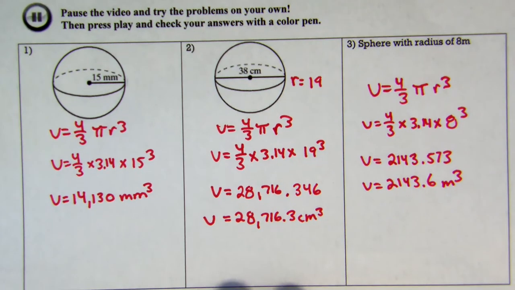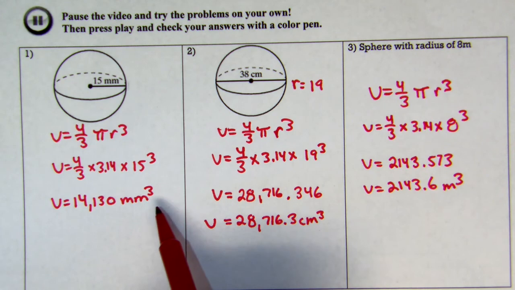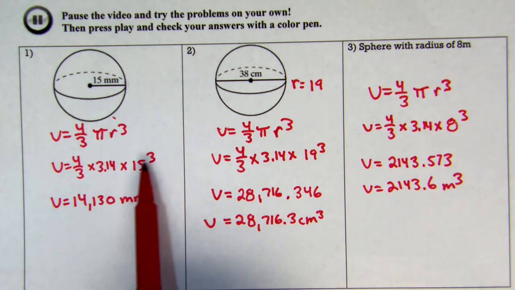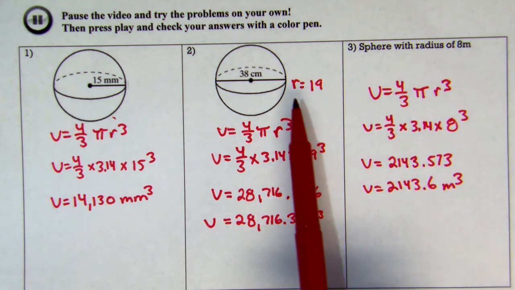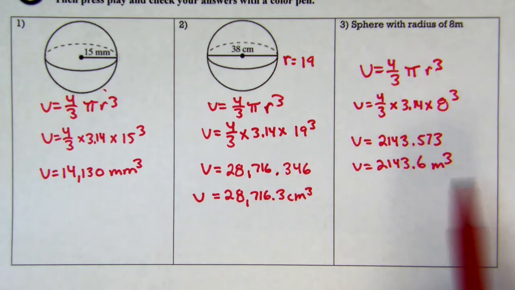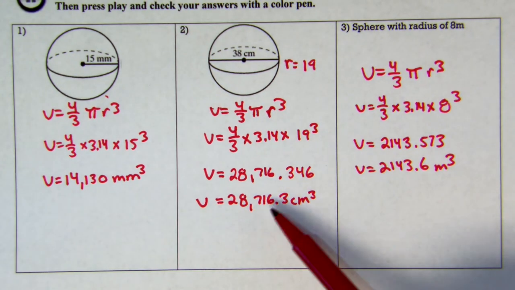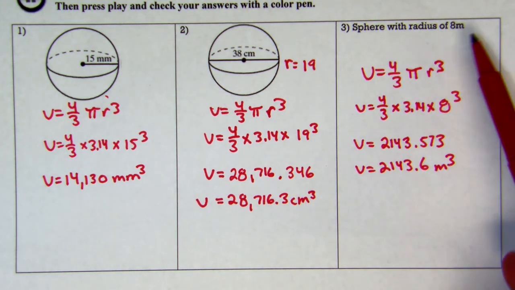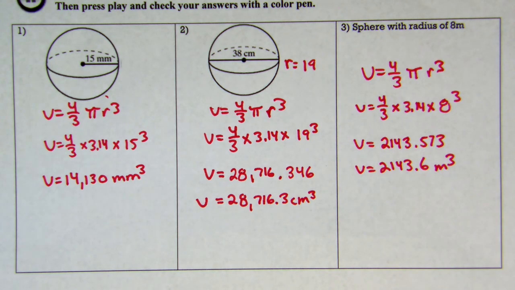Alright, number 1 should have gotten 14,130 millimeters cubed. Again, you're going to cube that 15 millimeters for your radius. Number 2, we have a radius of 19, not 38, giving you a volume of 28,716.3 centimeters cubed. And number 3 gives us your radius, so you have an answer of 2,143.6 meters cubed.